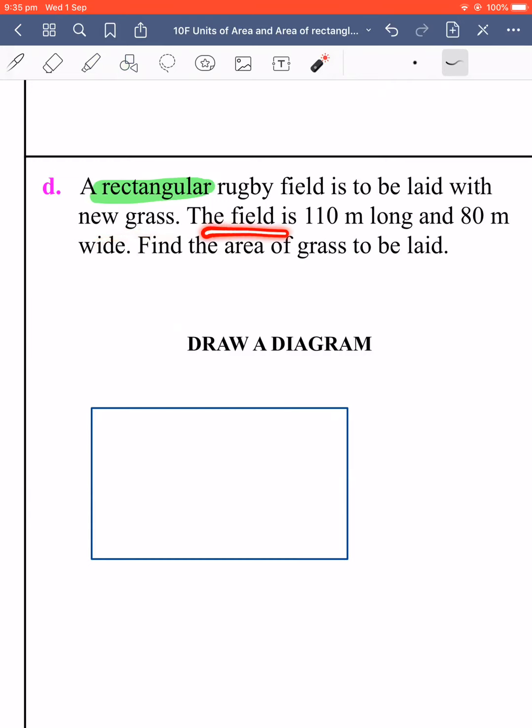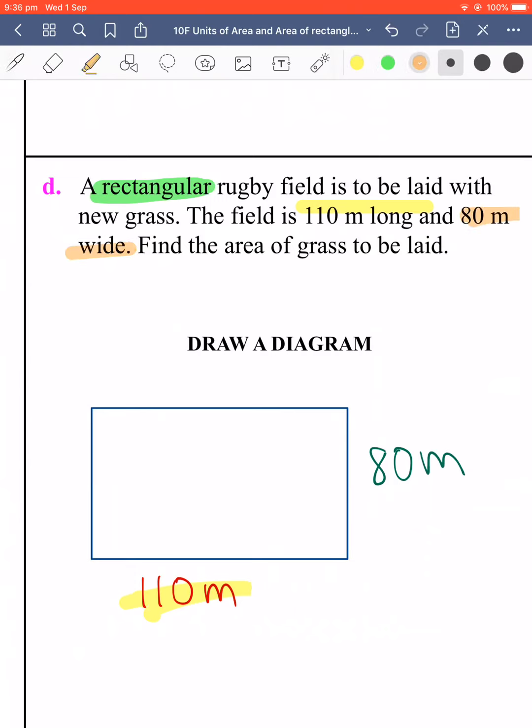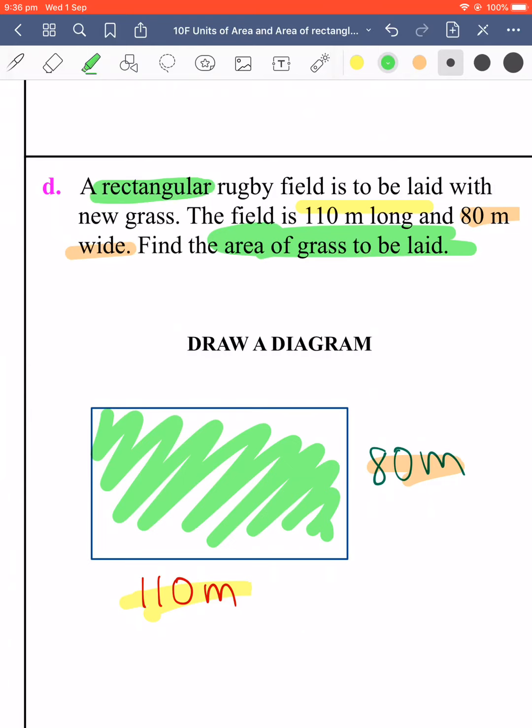The field is 110 meters long, so this way is 110 meters long. So again, let's annotate, let's add to our diagram. So 110 meters long, and it is also 80 meters wide. So again, let's put it here. And again, color code so we can keep track of things. So I've got 80 meters wide, and I want to be finding the area of the grass. So I need to find out what this area is inside. So let's have a look.